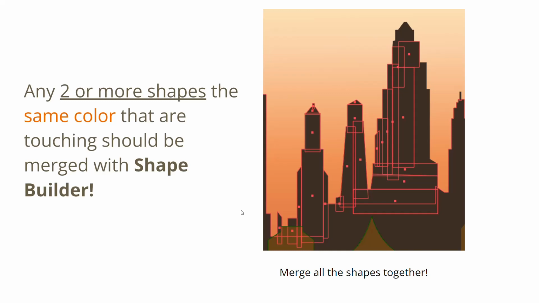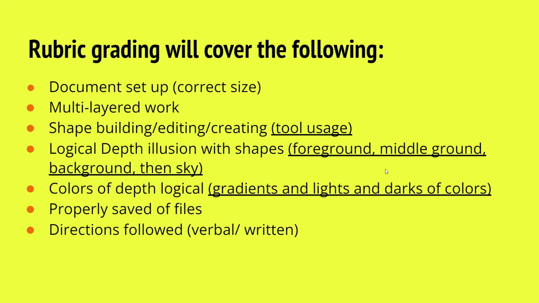Reminders. If you have multiple shapes of the same color, merge them together. You never know when you have to move something, and you don't want to have to move 30 shapes that make up one big object. Highlight them, use the shape builder, and merge all of those together that are the same.